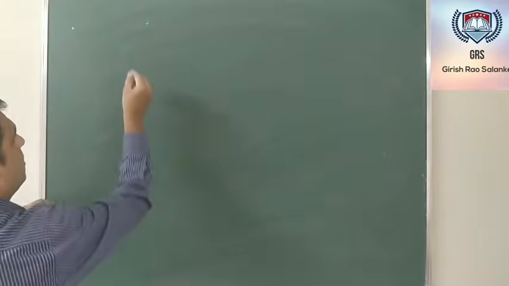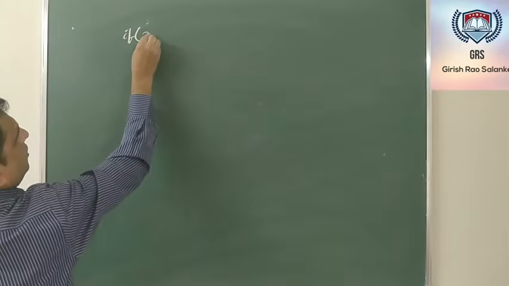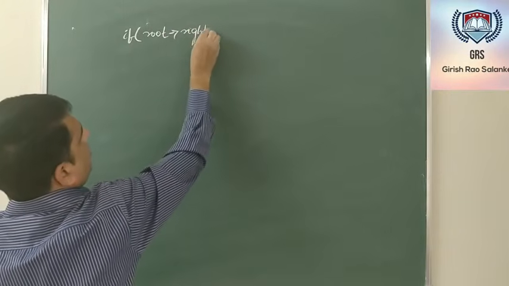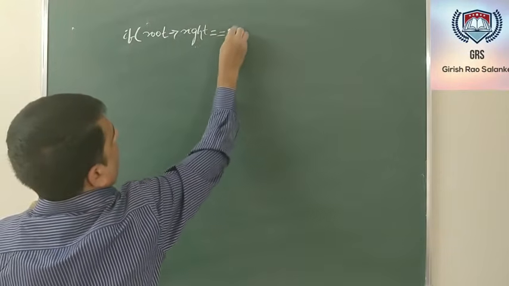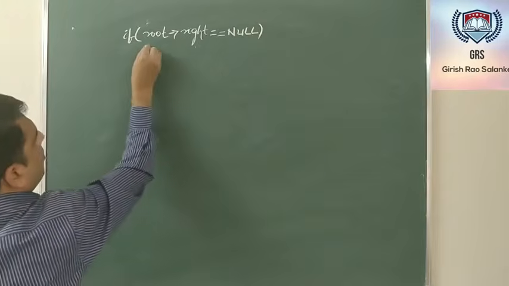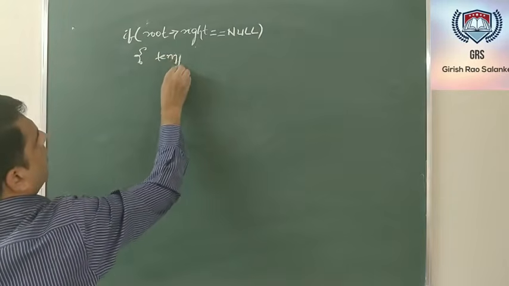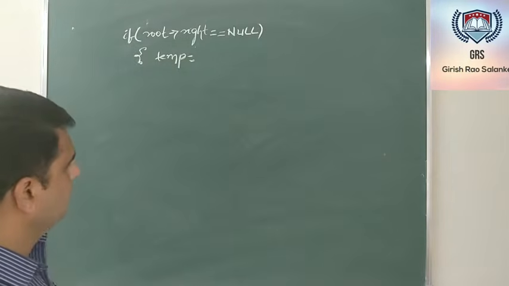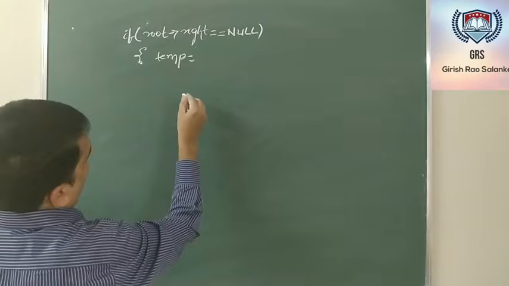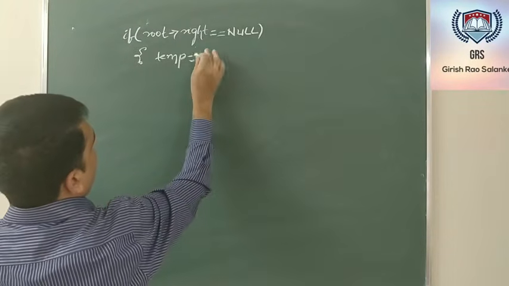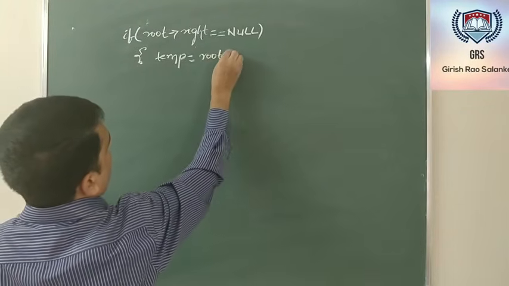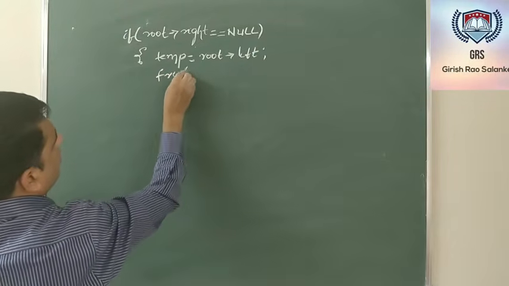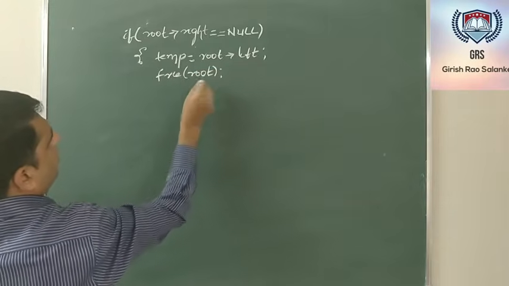Now, there needs to be one more if statement. This is case 3. If root of right is equal to null, then temp is equal to root of left. Free root. Return temp.